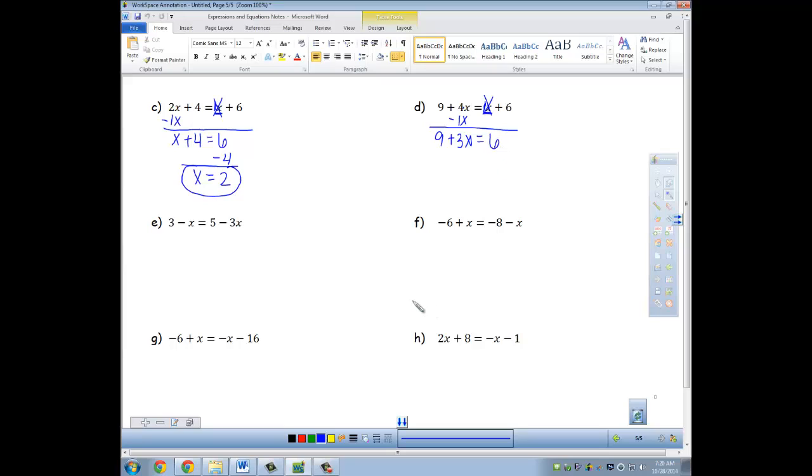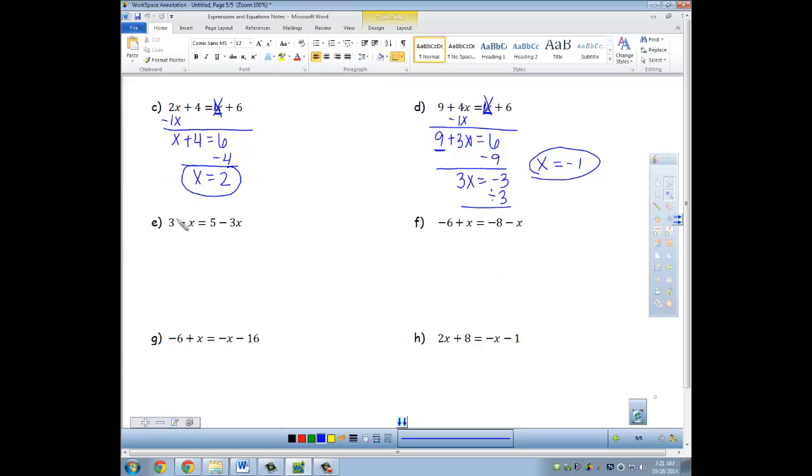Now this is a two-step equation, but we know how to do these. Remember to get rid of your friend and then get rid of your significant other. So my friend here is 9. So instead of positive 9, I'm going to subtract 9. We get 3x equals 6 minus 9 is negative 3. Instead of multiplying by 3, I will divide by 3 to get x equals negative 3 divided by 3 is negative 1. So my answer is x equals negative 1.